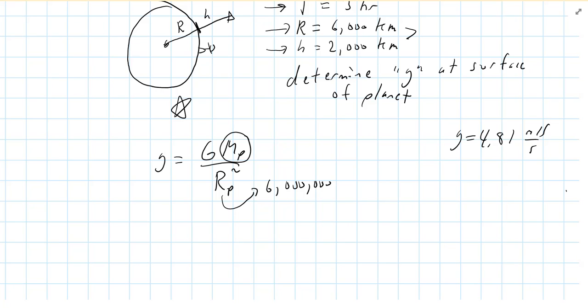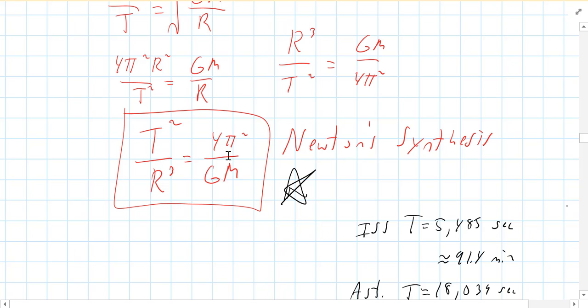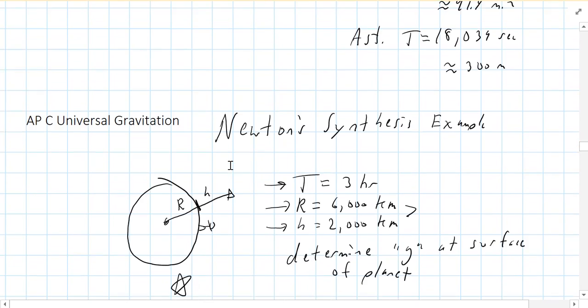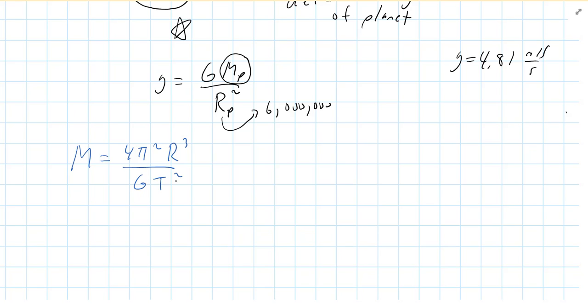Well, that's where I'm going to use Newton synthesis with the orbital data. So if I use Newton synthesis, which is this thing here, and I solve it for m, the mass of the thing I'm orbiting, I get the following equation. So the mass of the thing I'm orbiting is going to be 4 pi squared r cubed over g t squared. Now, g is 6.67 e negative 11. By now, you hopefully have that programmed in your calculator.